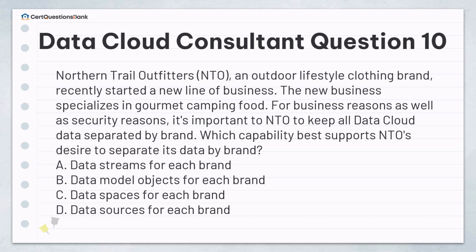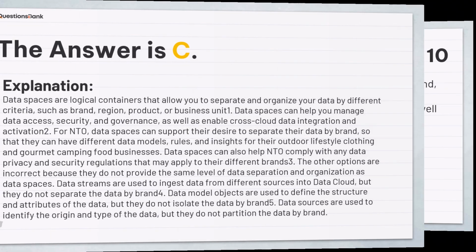Northern Trail Outfitters, NTO, an outdoor lifestyle clothing brand, recently started a new line of business. The new business specializes in gourmet camping food. For business reasons as well as security reasons, it's important to NTO to keep all Data Cloud data separated by brand. Which capability best supports NTO's desire to separate its data by brand? A. Data streams for each brand. B. Data model objects for each brand. C. Data spaces for each brand. D. Data sources for each brand. The answer is C.